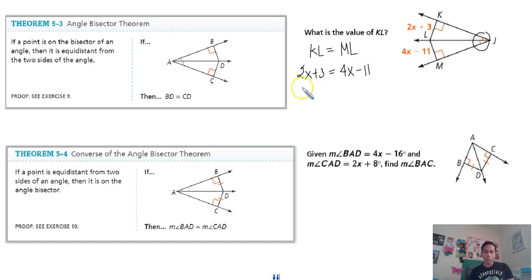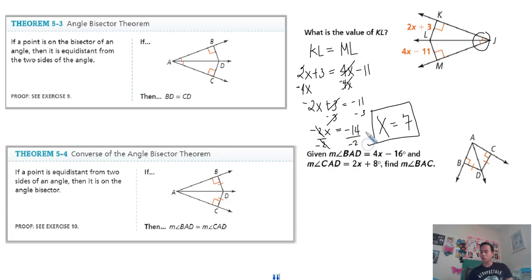So combine like terms. I'm going to subtract 4x from both sides, so that your x will be on the left side. So this will be cancelled. That is negative 2x plus 3 is equal to negative 11. Subtract 3 from both sides. This will be cancelled. So you have negative 2x is equal to negative 14. And I'm going to divide both sides by negative 2. So x is equal to 7. Okay, so x is equal to 7.